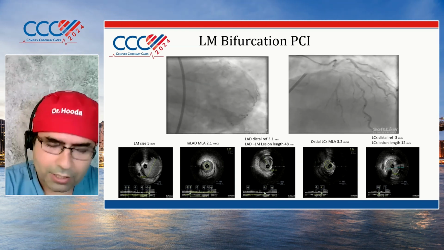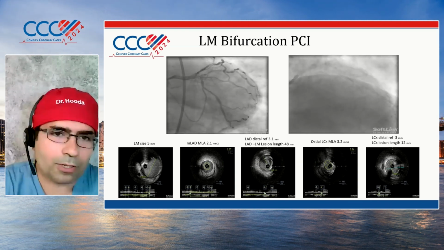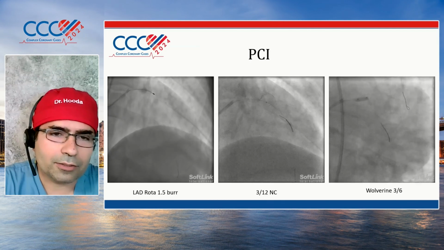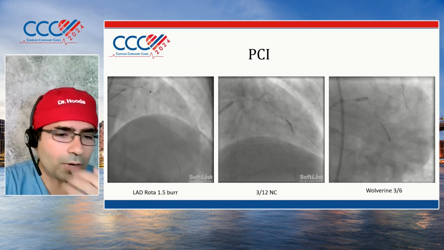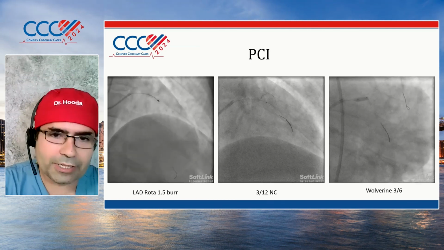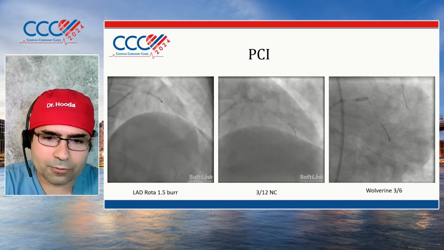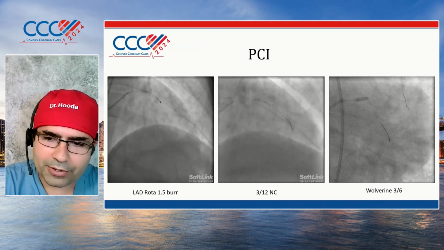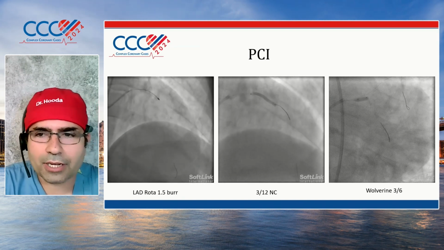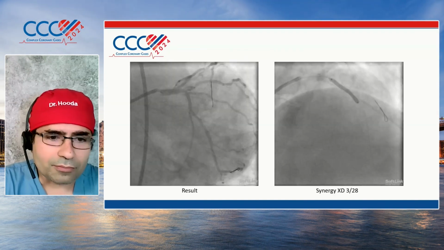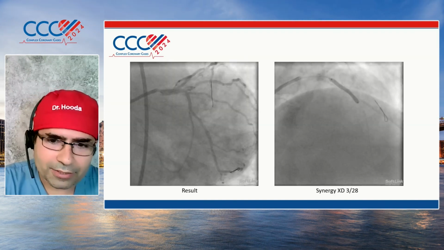So we planned to go ahead upfront with the rota ablation. As you can see, we did it with the 1.5 burr, given the LAD was diffusely diseased. We didn't want to go very aggressively. Then we did a post dilatation, and we used a cutting balloon for the circ. And it was a pretty decent result.